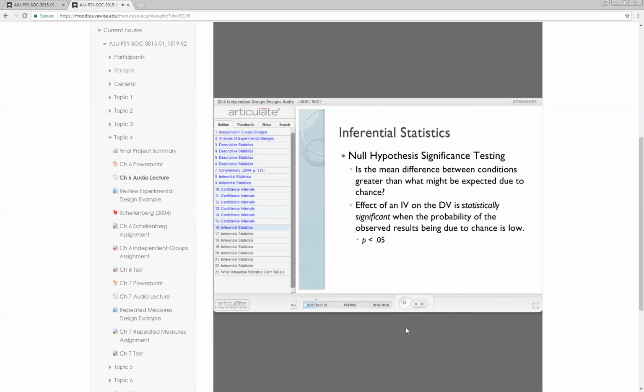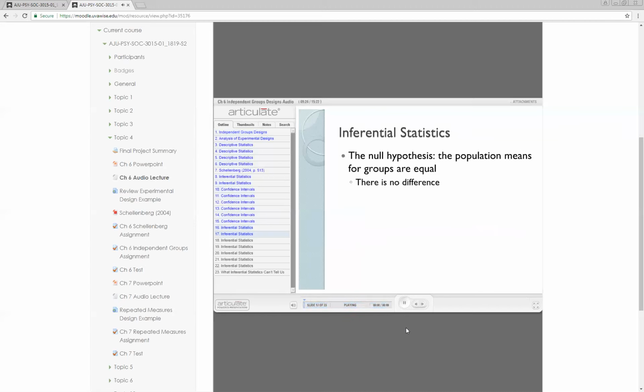Here we're looking at whether the mean difference between conditions is greater than what might be expected by chance. What we do in this kind of inferential statistic is assume there are no effects. So we assume that there's no true difference between the groups. And given that there is no true difference, what is the probability or likelihood of observing the results we got? If that probability is really tiny, then we say that the results are statistically significant, or the independent variable had a significant effect on the dependent variable. So this is all based on what's called the null hypothesis.